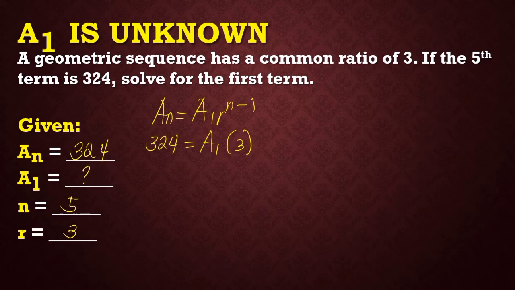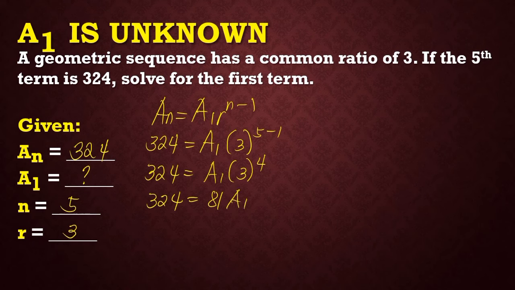And then, n minus 1 magiging 5 minus 1. And then, 324 is equal to a sub 1 times 3 raised to 5 minus 1, that is 4. And then, 324 is equal to, if we raise 3 to 4, that is 81. Okay, 3 times 3 times 3 times 3. And then, we divide the whole equation by 81. So, if we divide 324 by 81, the quotient will be 4. So, our first term is 4.